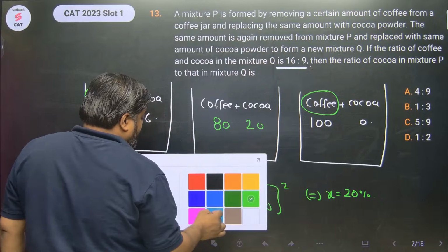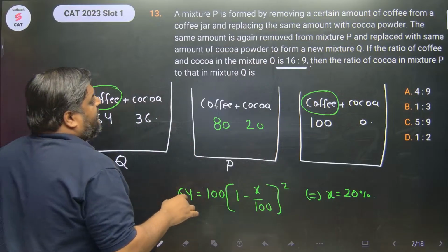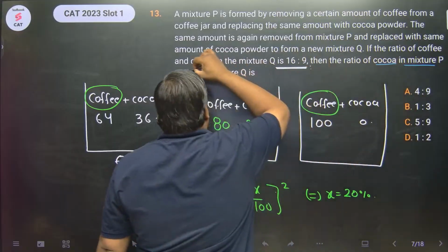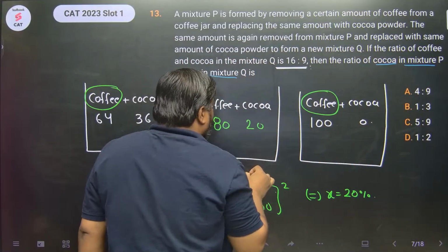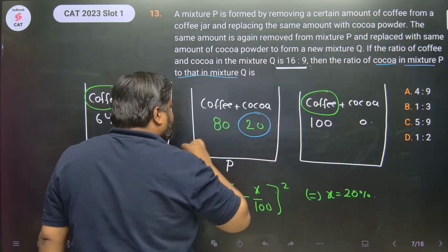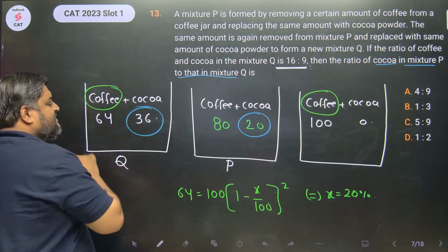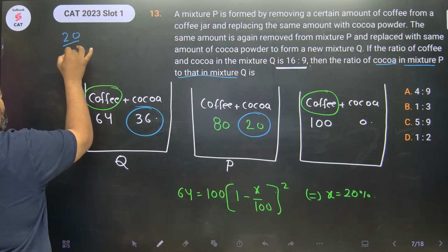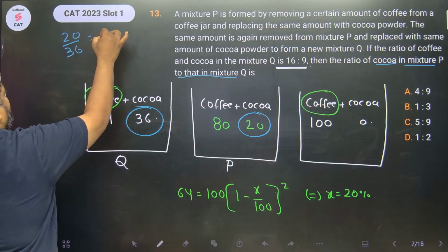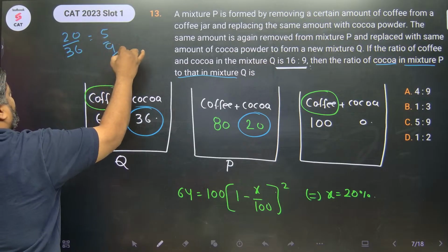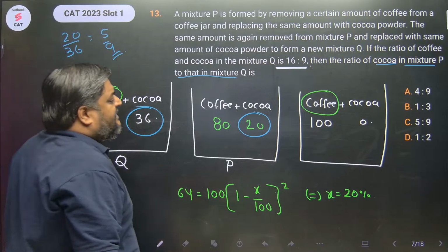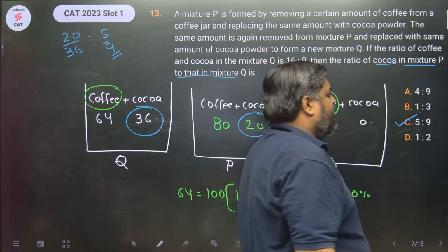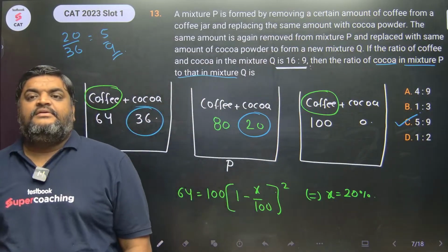What is asked? आपसे पूछा क्या था यहाँ पर? The ratio of cocoa in mixture P to that of Q. So mixture P में cocoa is 20, mixture Q में cocoa is 36. The answer is 20 upon 36. 20 upon 36, 5 by 9. Correct answer to this was 5 by 9. Sorted?